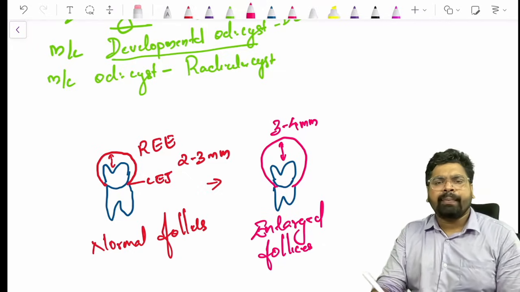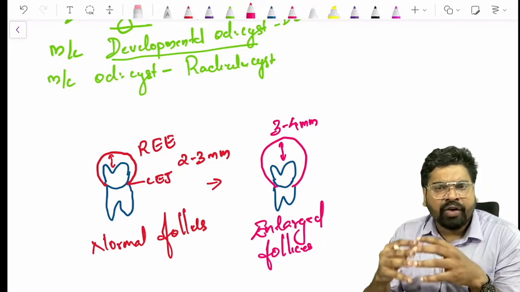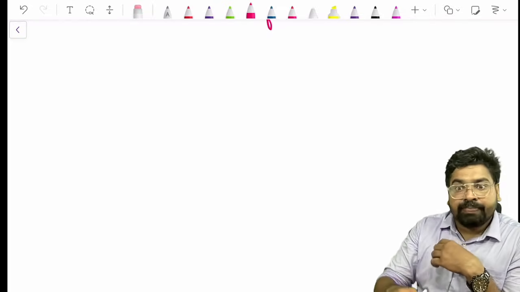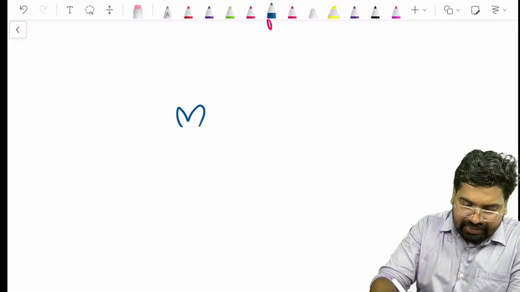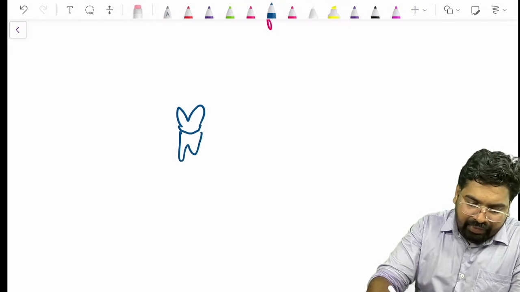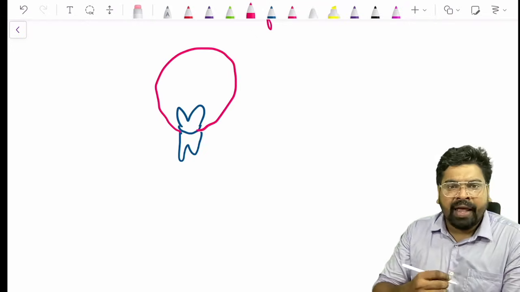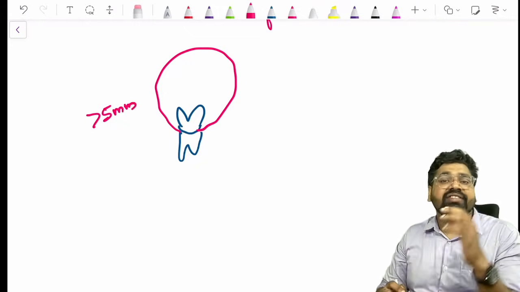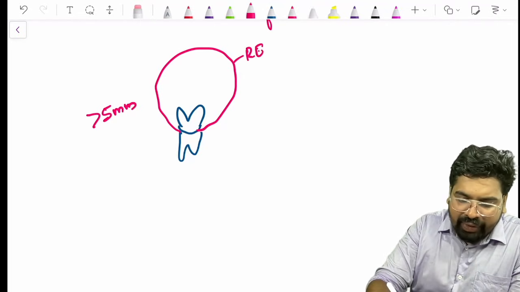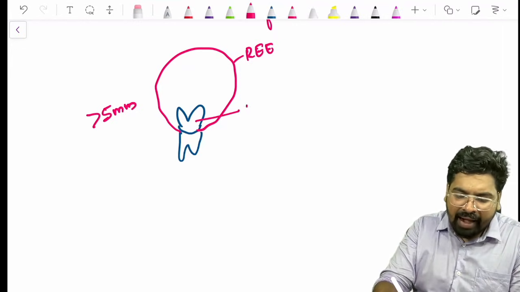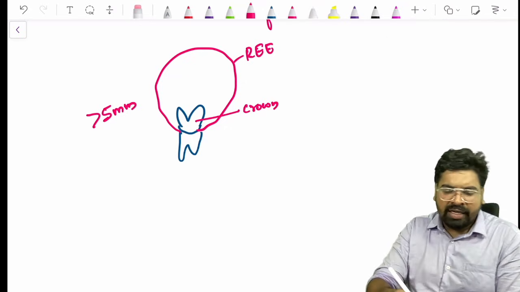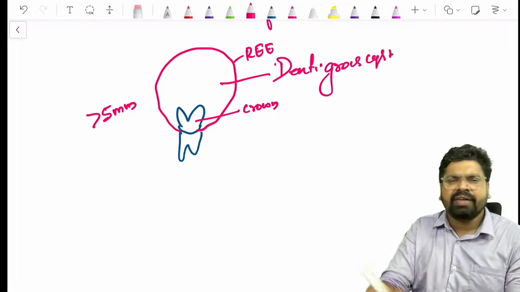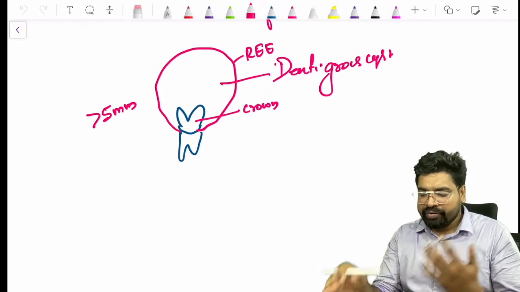But if there is some kind of fluid accumulation between the reduced enamel epithelium and the crown, the space increases. So this is a tooth here, and this cavity is increasing, and if it is more than 5 mm, we can say that now there is a cyst. This fluid accumulation between the reduced enamel epithelium and the tooth crown is called a dentigerous cyst. Now you know the difference between an enlarged follicle and a dentigerous cyst. So this is how it is formed.